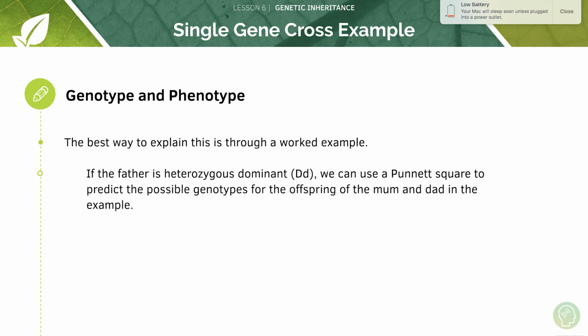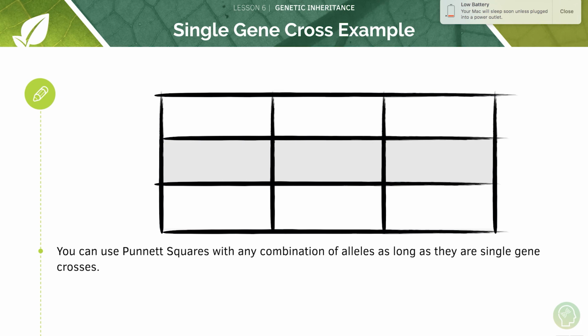Now let's have a look at putting this into a Punnett square. So we're going to say that the father is heterozygous dominant, which means that he has 1 dark hair allele, 1 light hair allele. And then we're going to predict the possible genotypes for the offspring of the mum and dad in the example. So this is what we call a Punnett square.